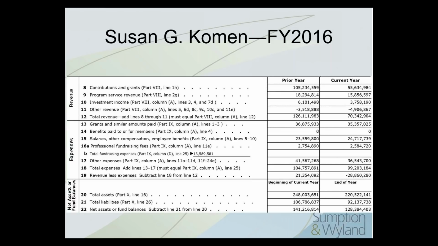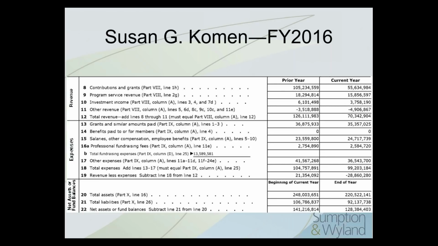In the case of Susan G. Komen for fiscal year 2016, they had a bit of a problem because they lost $28 million as opposed to the previous year when they made $21 million. And in this case, you take a look at the revenue, you realize the revenue was cut in half. So it's not surprising that if they're bringing in half the money they did the previous year, their bottom line probably isn't nearly as good.